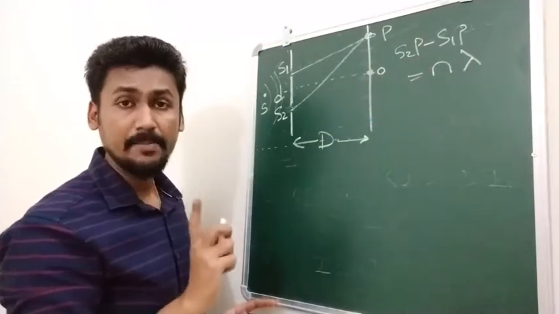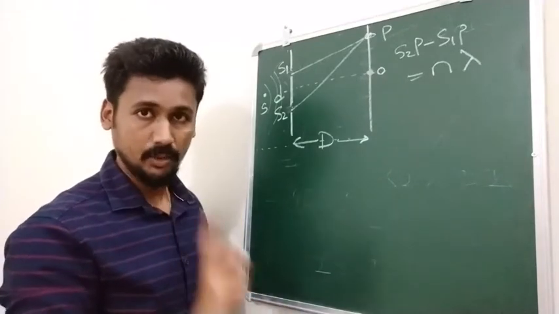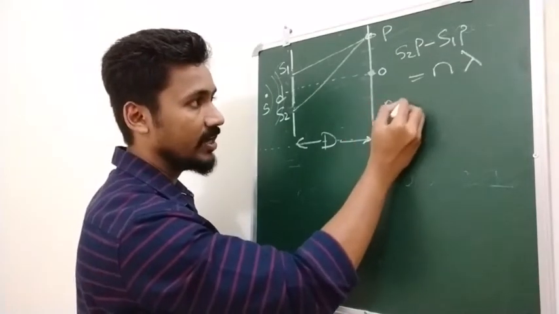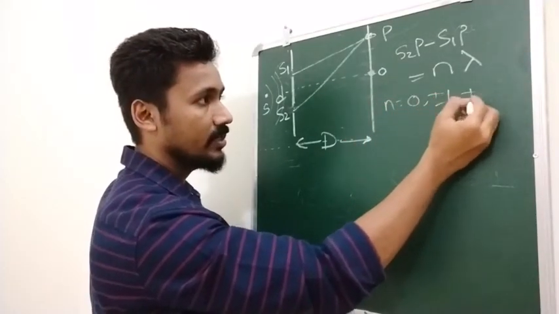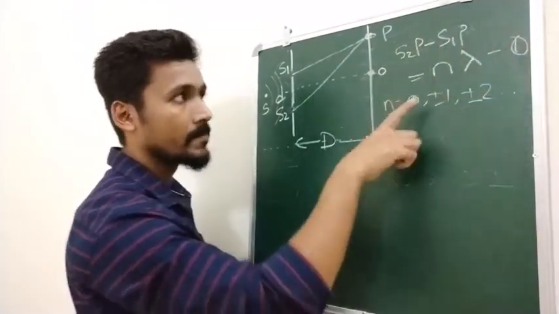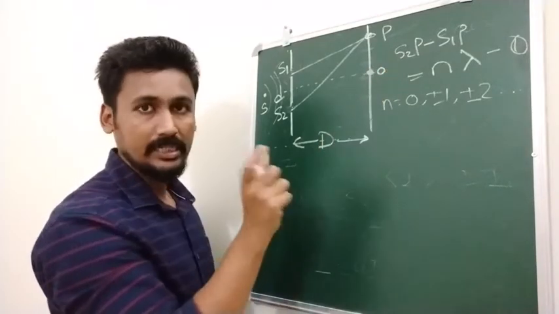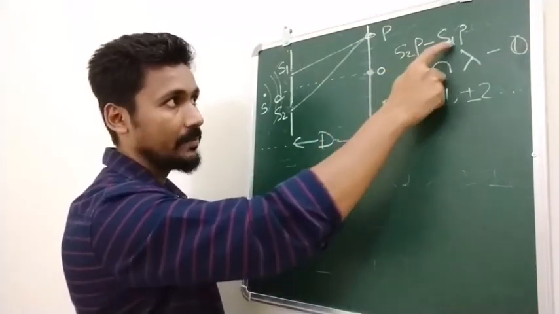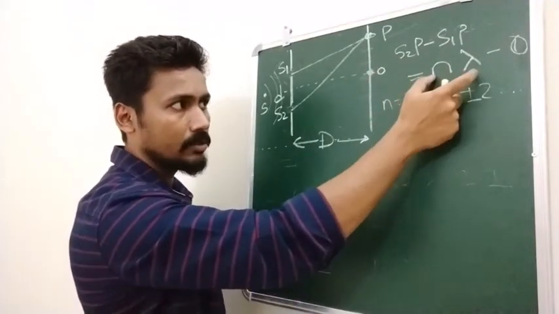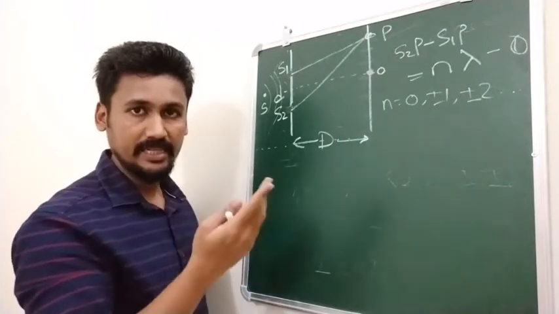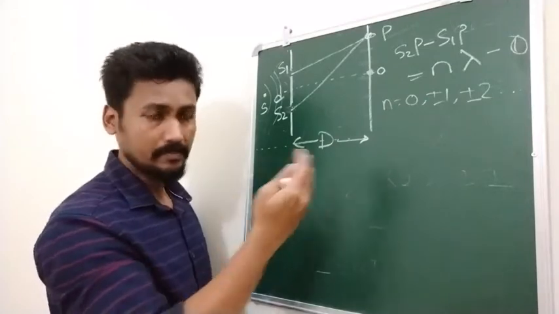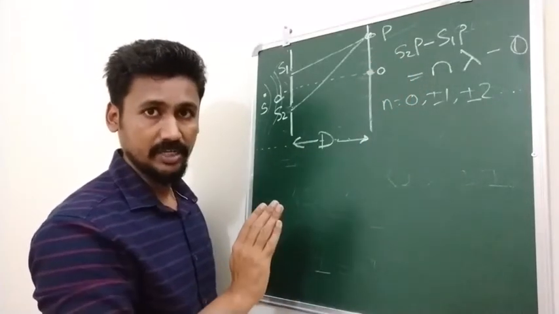What is lambda? Lambda is the wavelength of the light that we are using. Correct? And N is an integer. N will take values 0, plus or minus 1, plus or minus 2, and so on and so forth. Let us call this equation 1. Equation 1 will give us the path difference. S2P minus S1P will be equal to N lambda. Correct? And of course, it will be along this only. Either the difference between the path lengths will be equal to 1 lambda or 2 lambda, and so on and so forth. We are not going to get any half values over here.